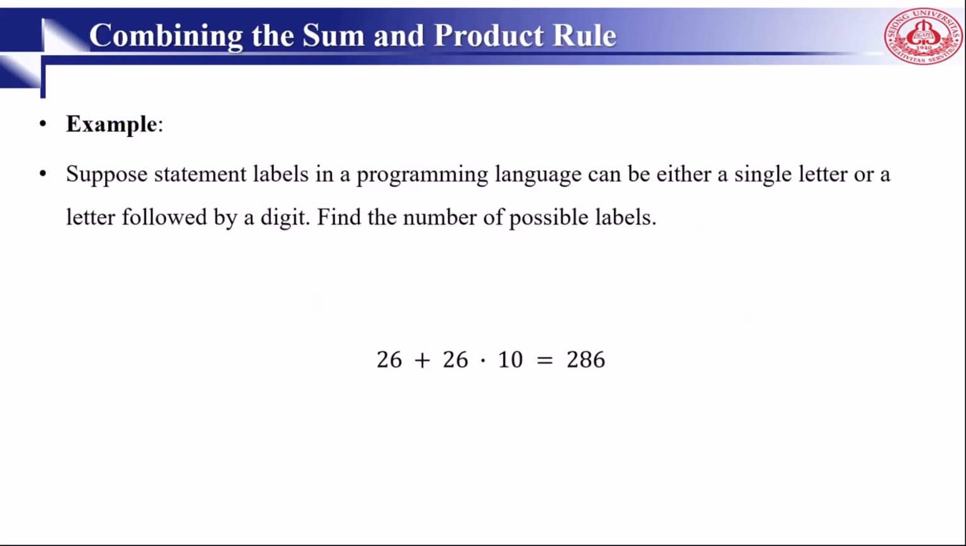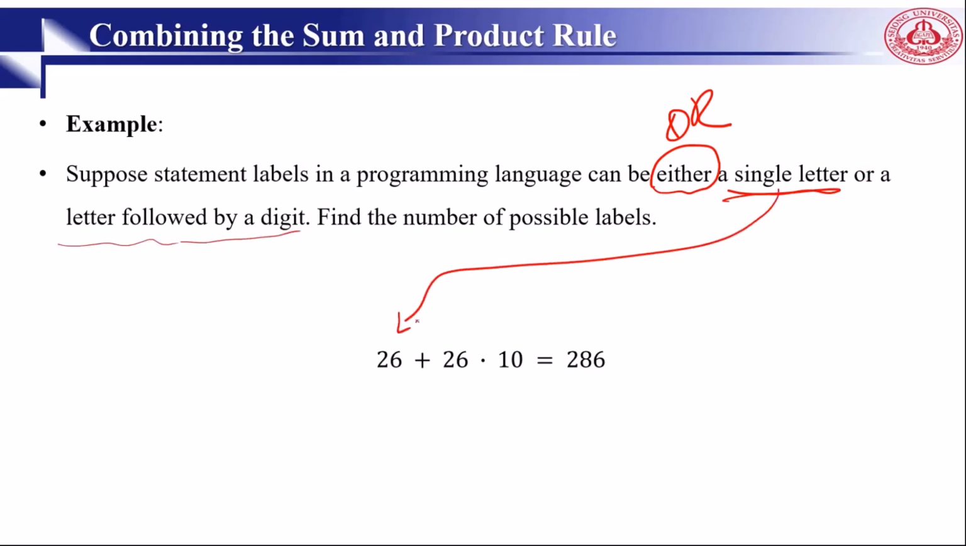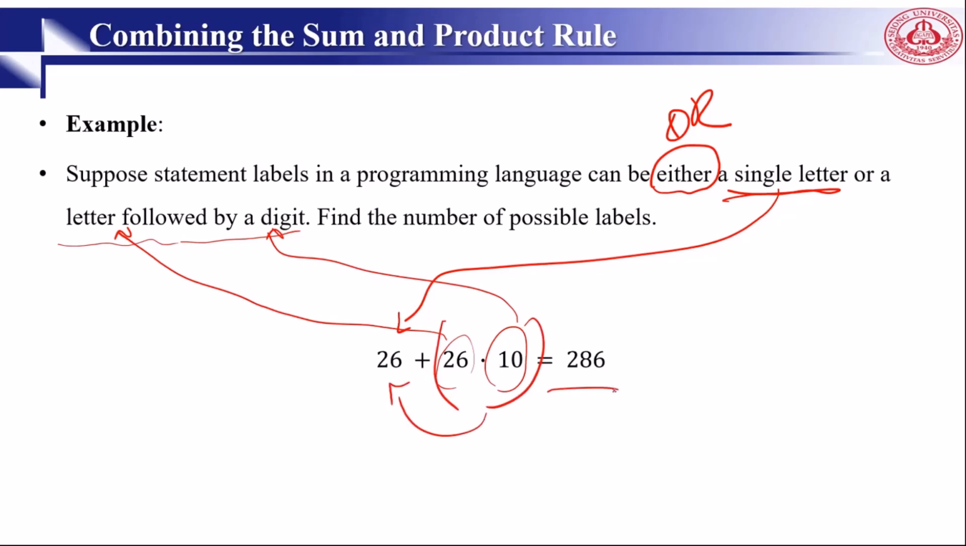Another example: suppose statement labels in a programming language can be either a single letter or a letter followed by a digit. A single letter means we have 26 possibilities, the English alphabet. And when we say a letter followed by a digit, again, 26 is the number of possible letters and 10 is the number of possible digits. Simple, 26 multiplied by 10 plus this one, which gives you the number of possible ways.